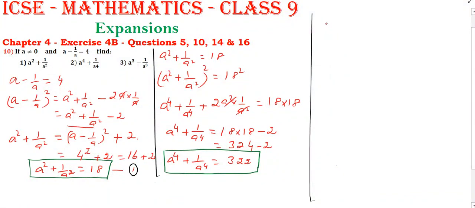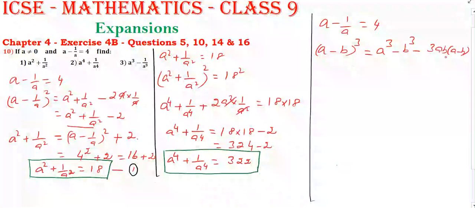So first, the given equation: a minus 1 by a equals 4. We'll put the a minus b the whole cube formula. So a minus b the whole cube equals a cube minus b cube minus 3ab into a minus b. This is the formula.